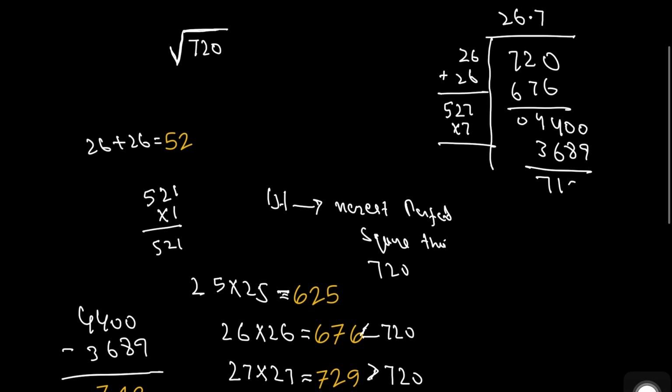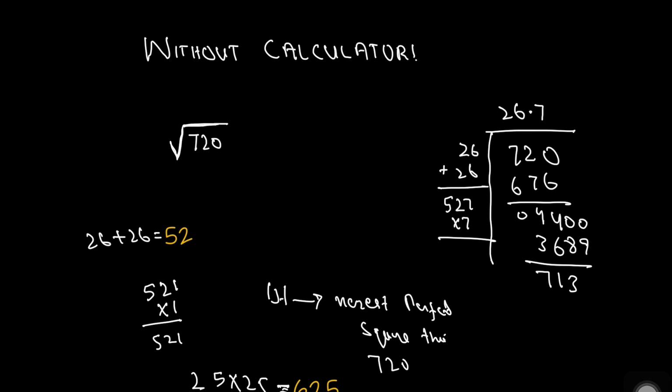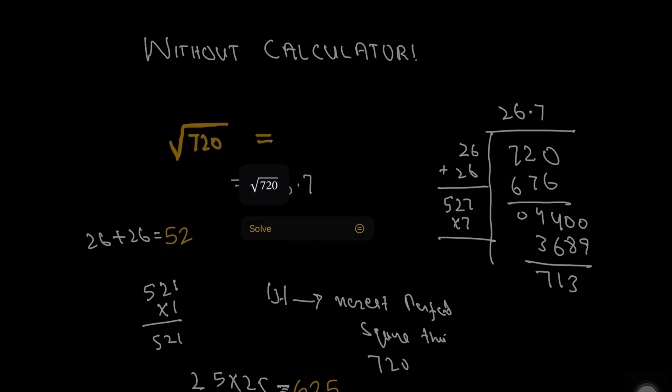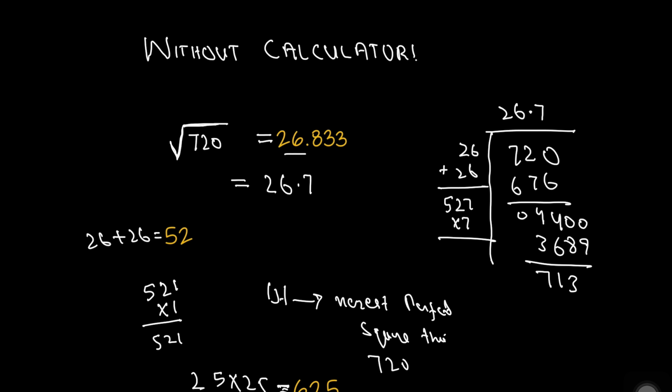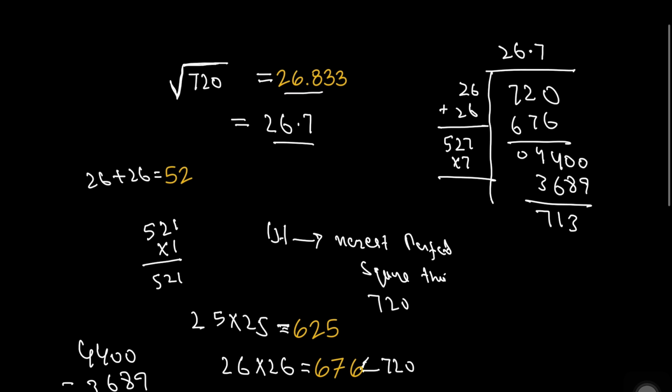Here we write 713. Now 26.7 is our answer. Here we write 26.7. We are solving only one digit after the decimal place this time, and if we continue, the process is the same. So here we check whether our answer is right or wrong. The square root of 720 is equal to 26.8, so the approximate answer is the same.